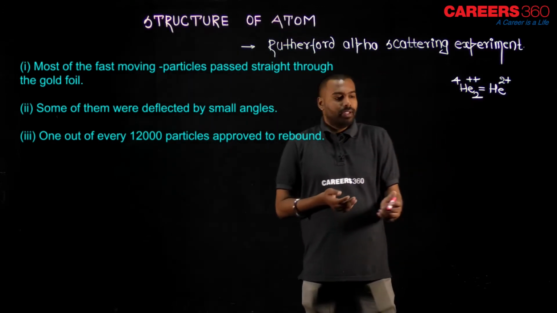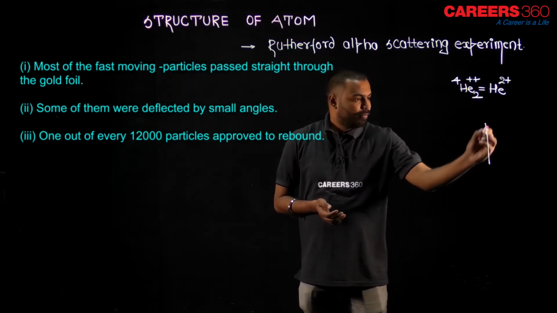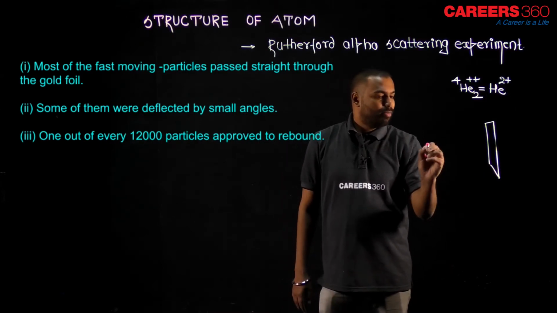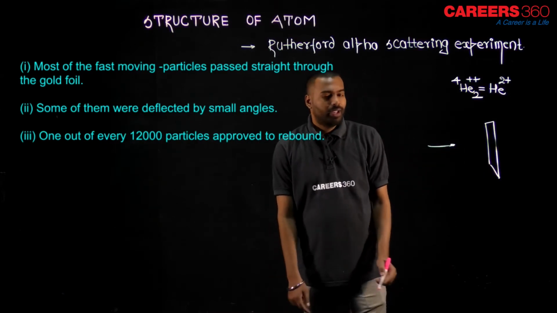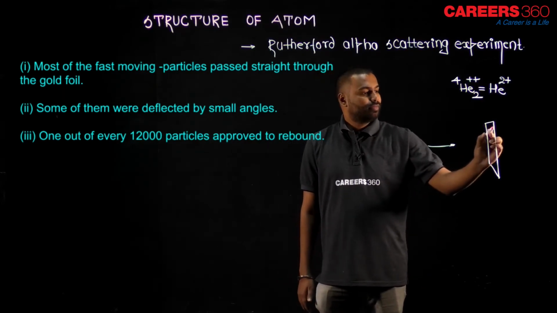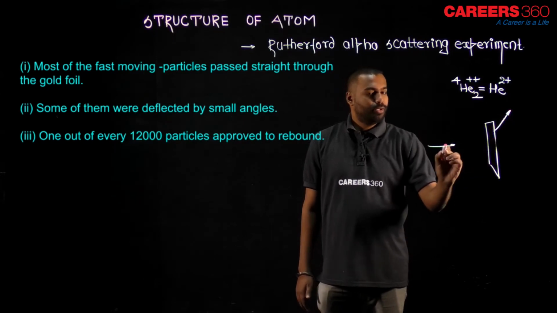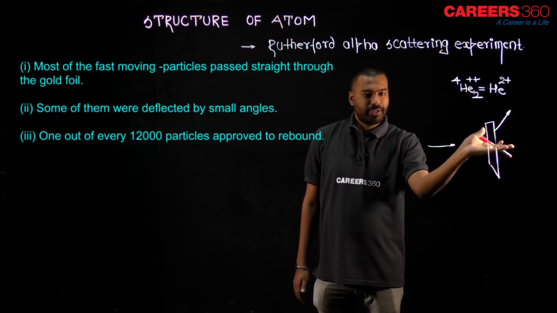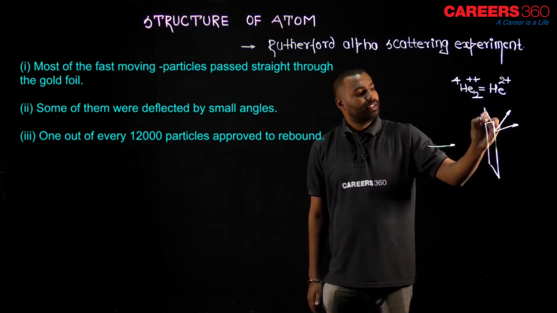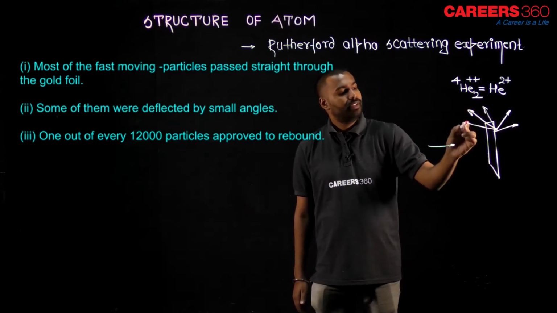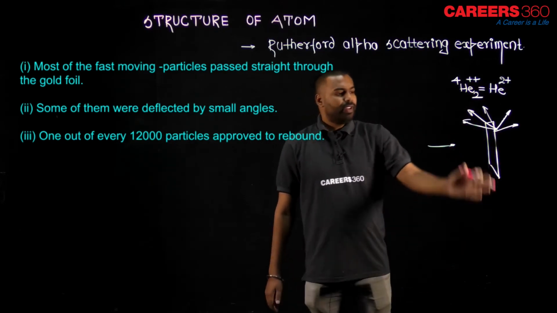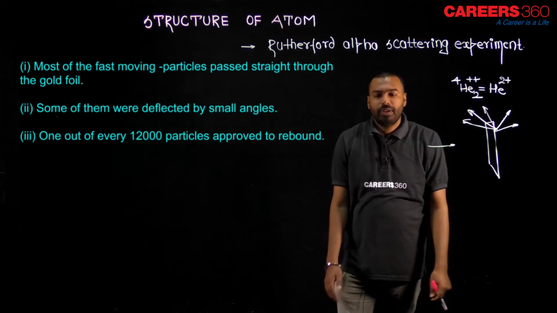If this is a thin gold foil, and the alpha ray is bombarded here, a few of the alpha rays are deviating at large angles, like this. It should go straight because a ray should travel straight, but it is deviating at this angle, a few at this angle, a few at this angle, like that. So at different angles it starts deviating.